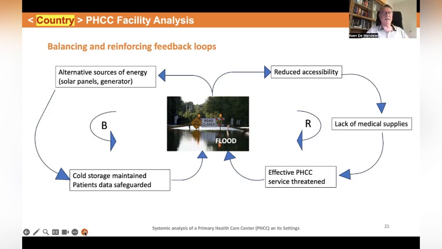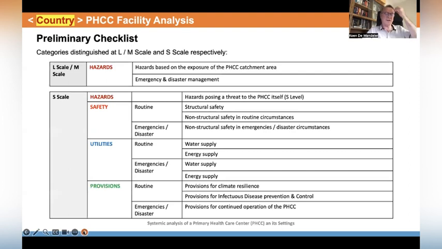So it will be important to identify those reinforcing loops and those balancing loops in case of emergency, so that it becomes clear what balancing loops should be enhanced and what reinforcing loops should be avoided. So to do that, we'll have a long list of check items to be checked. And these items will be subdivided at the district and neighborhood level, where we basically look at the hazards that may occur and that may affect the primary healthcare center.